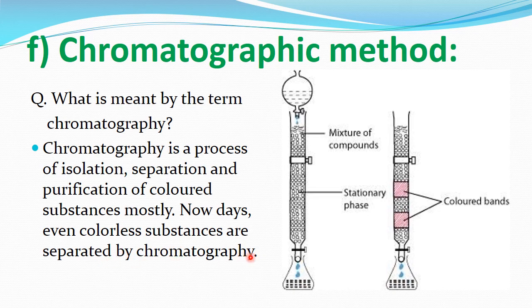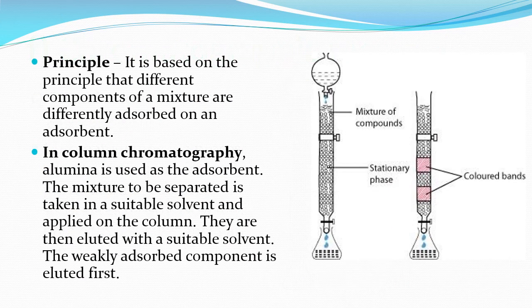So, chromatography can be used for separation as well as for purification. In this picture it is very clear. A mixture of compounds is taken in a chromatography column, and after the process the components of the mixture can be separated. Even colored or colorless can be separated by using the chromatographic method. Principle of chromatography: it is based on the principle that different components of a mixture are differently adsorbed on an adsorbent.